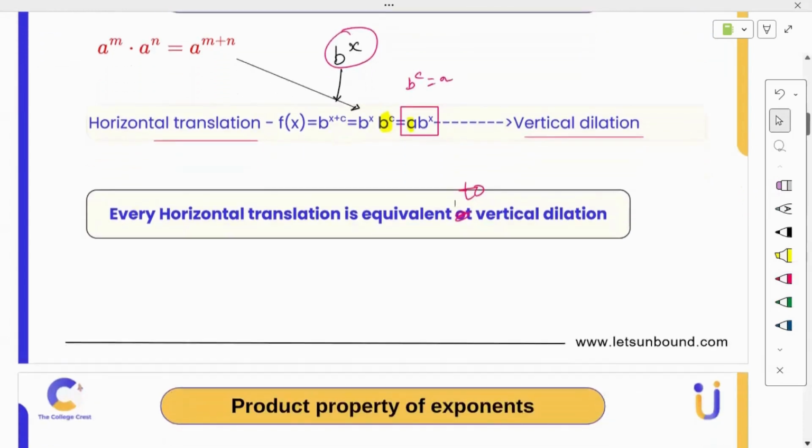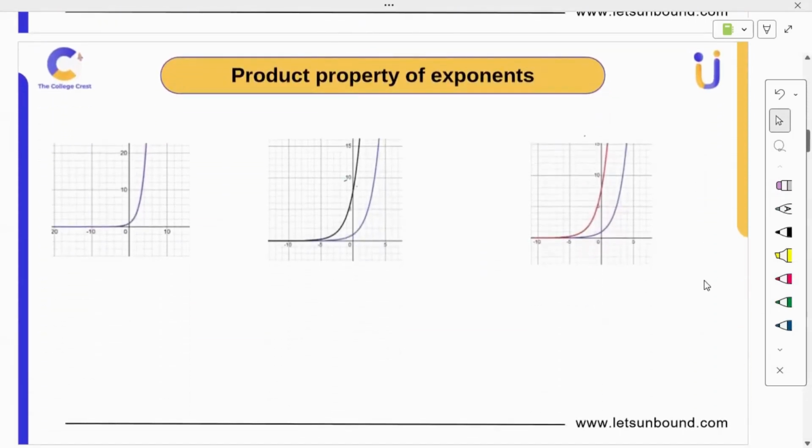Now moving to the next part, product property. Actually I want to show you the graph. So this is 2 power x. I took one of the graphs. Now I applied a translation. I move left, right. So this black is 2 power x plus 3. So this black and red are exactly the same. This is 2 power x, and if you graph 8 into 2 power x, this 2 power x plus 3 is a horizontal shift, and 8 into 2 power x is a vertical dilation. They are one and the same. So you can write it as 2 cube into 2 power x, 8 into 2 power x. This is how you can see this graphically.